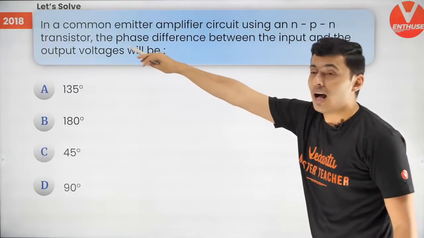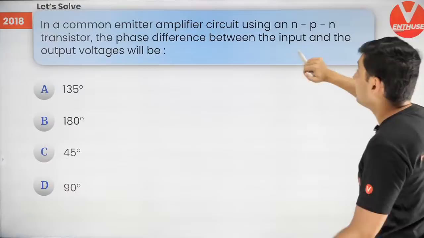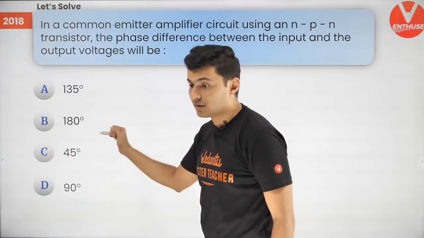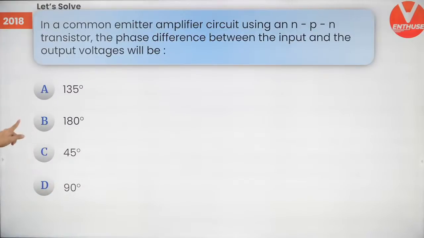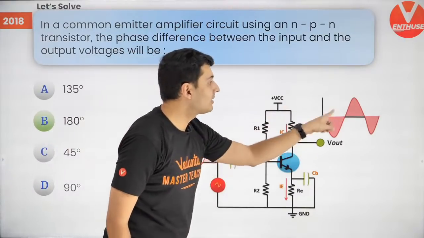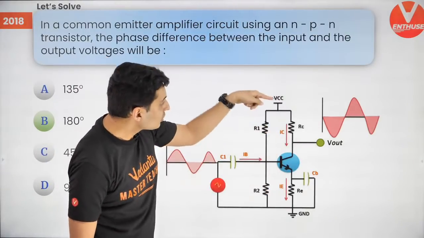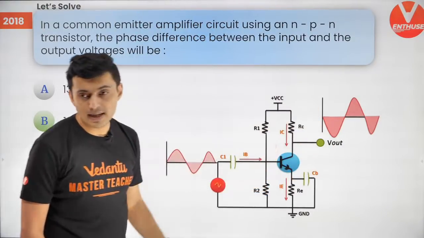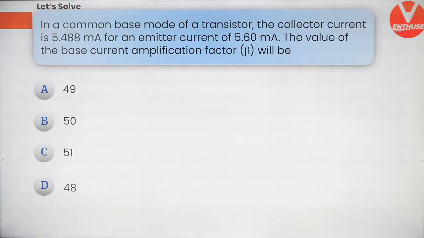In fact, this was the question asked in 2018. In a common emitter amplifier using an NPN transistor, the phase difference between input and output voltages will be 135, 180, 45, or 90? Yes, Anu, it came. And the answer is 180 degrees. Because if base current increases, collector current increases, so the drop increases, and the drop means negative voltage increases. So that's why it is opposite.